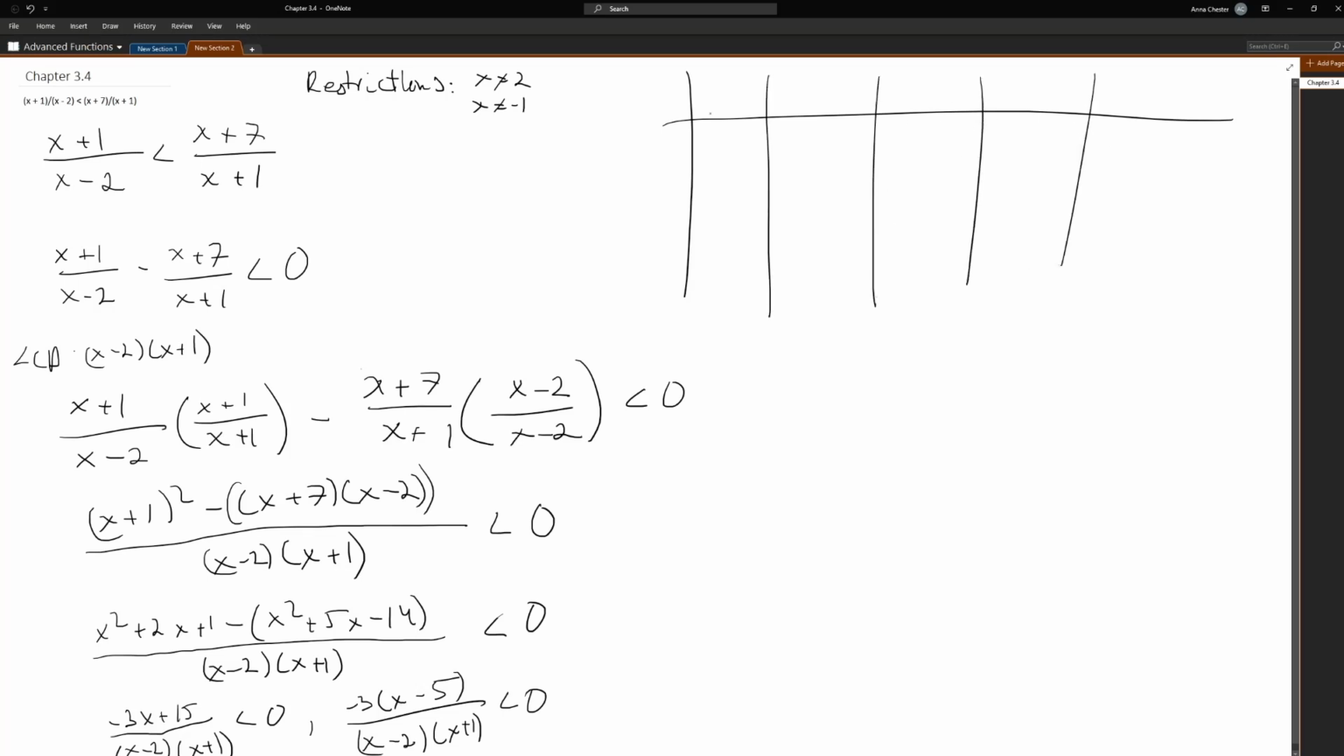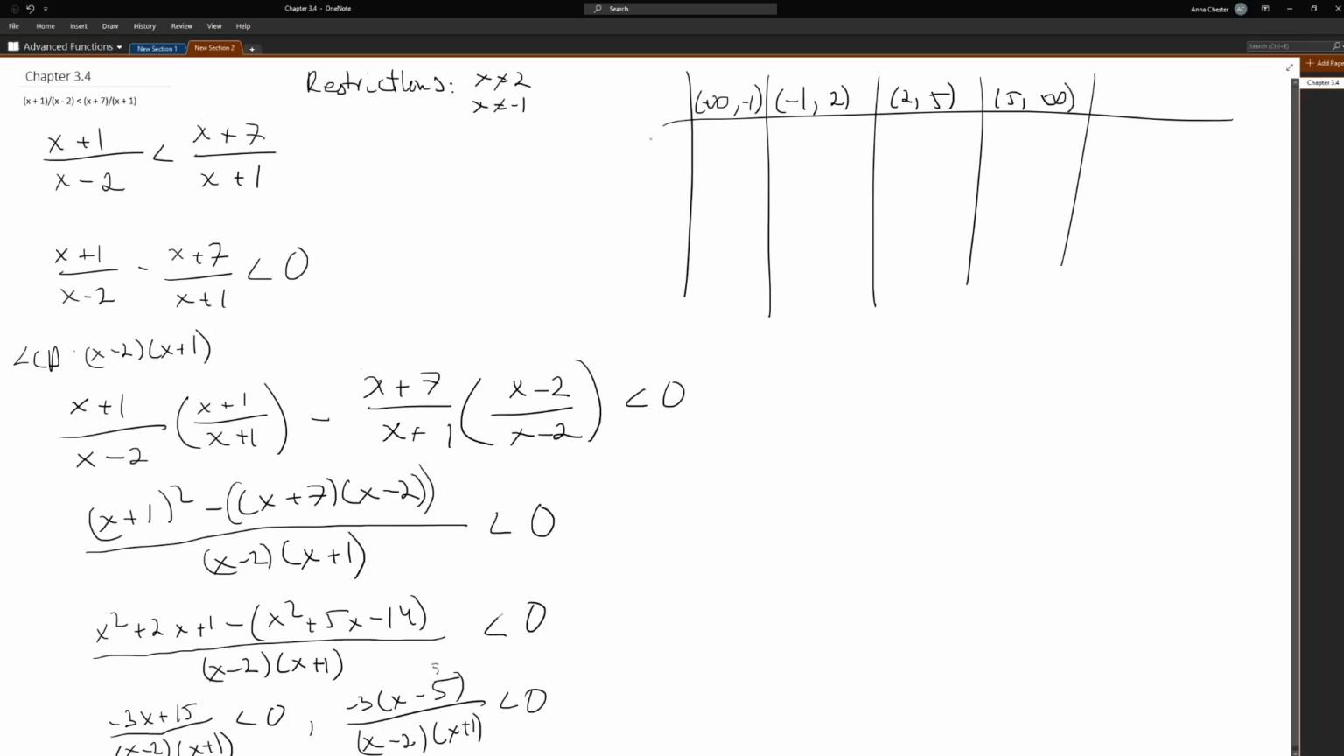Over here we write our actual intervals. We know x is 5, 2 and -1, so our lowest value is -1. So we go from negative infinity to -1, from -1 to 2, from 2 to 5, and then from 5 to infinity.